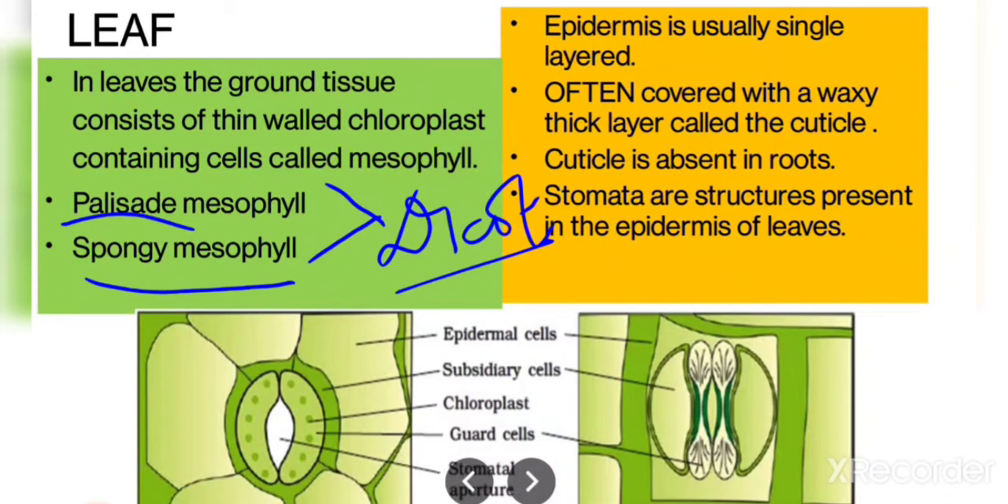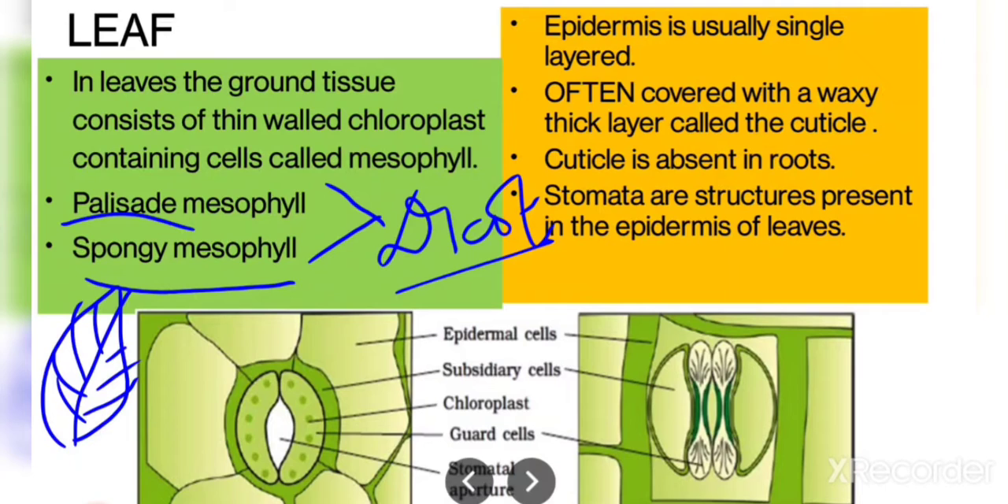Now students, it is important to remember it is because of this arrangement of palisade and spongy mesophyll that the leaf of a dicot will have reticulate venation. So if you remember the reticulate venation, like this network of veins is present. This is just because they are going to have two different divisions of the mesophyll tissue.